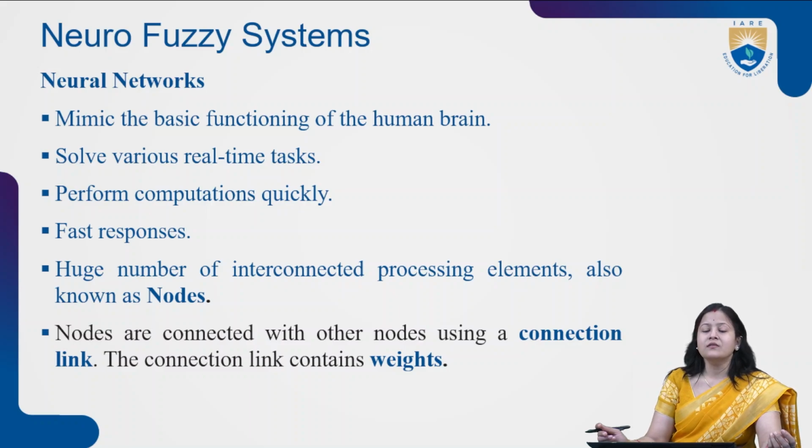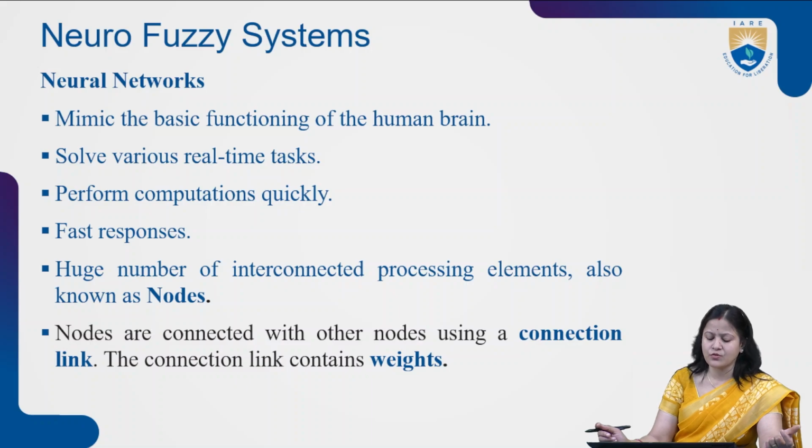It can solve various real-time tasks and complex problems also. It can perform computations very fast compared to other techniques, and it can provide a fast response compared to other machine learning algorithms. A huge number of interconnected processing elements are there in the neural network, which are called the nodes, elements, neurons, or artificial neurons. All the nodes are connected with the help of connection links, and the connection links consist of weights.